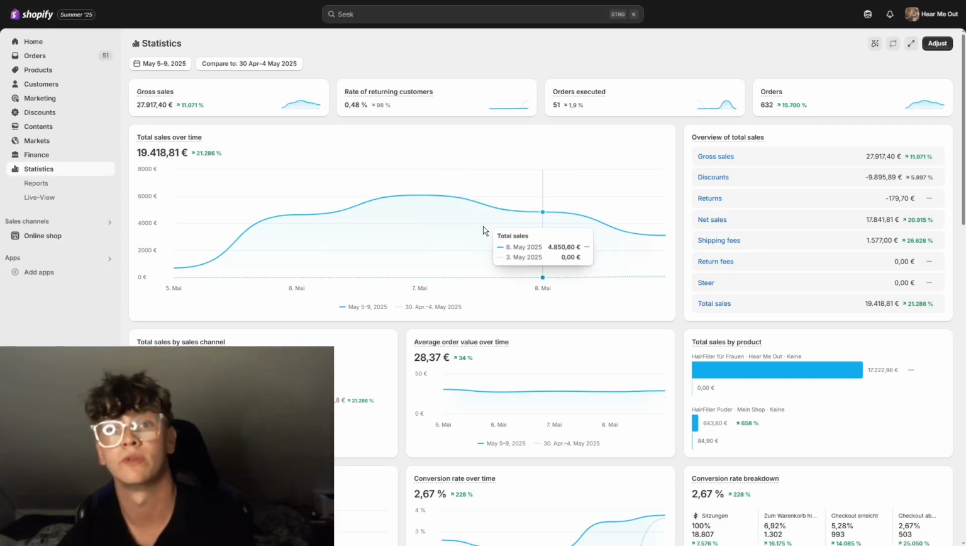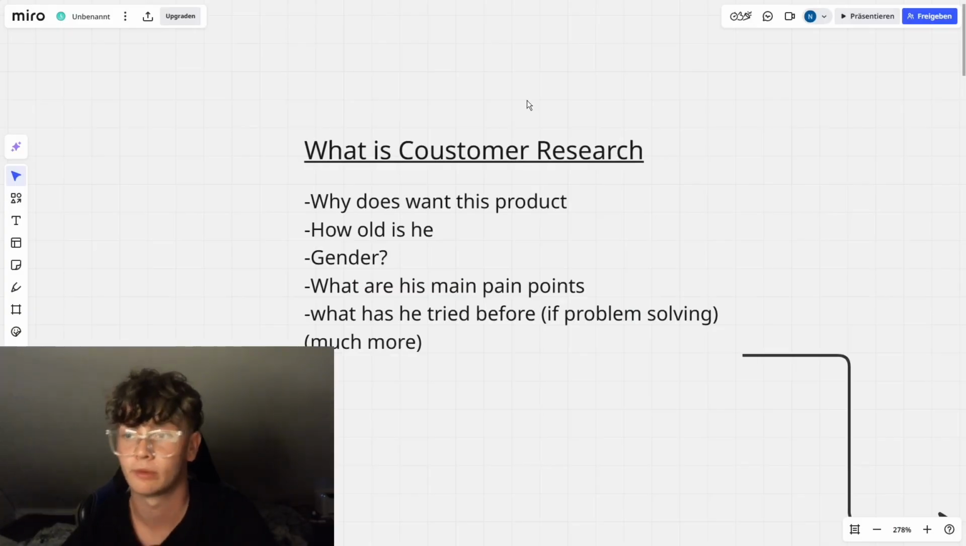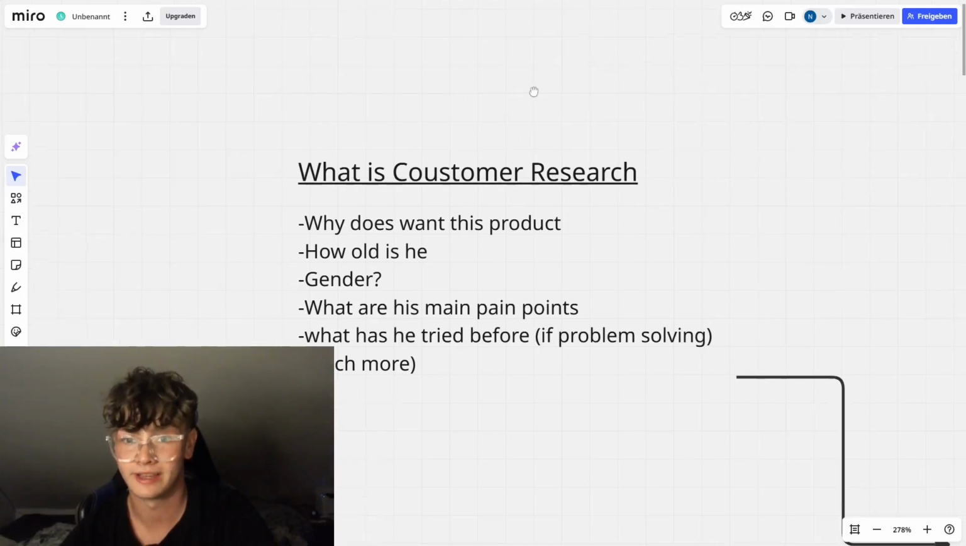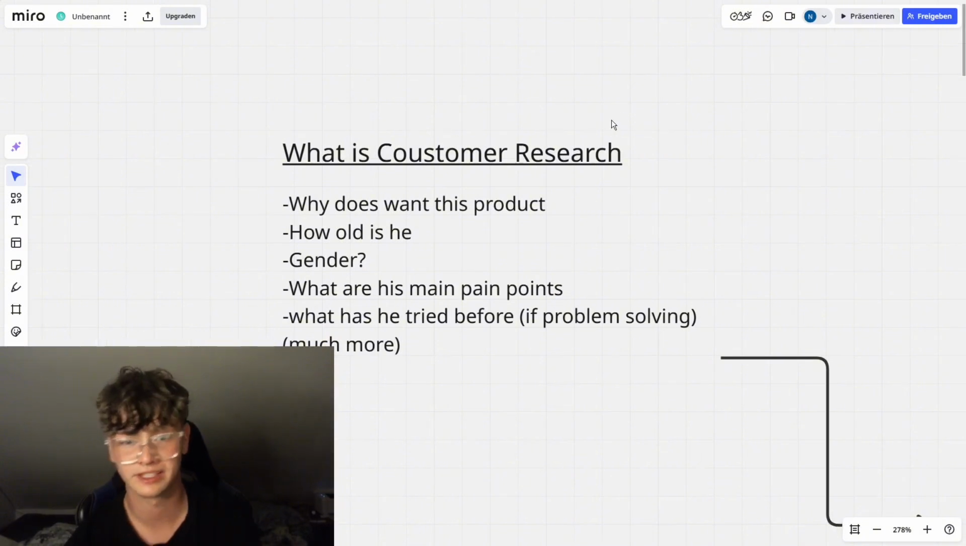It will definitely be worth it and you will learn more than in 13 years of school. Okay, I will now show you the first step, what is really important if you want to scale your ads really fast. It is customer research. Customer research is to get to know your customer. Why does your customer want this product? How old is your customer? What gender does your customer have? Is he both genders? Is he diverse? What are his main pain points if it solves the problem, and what did he try before it solved the problem?